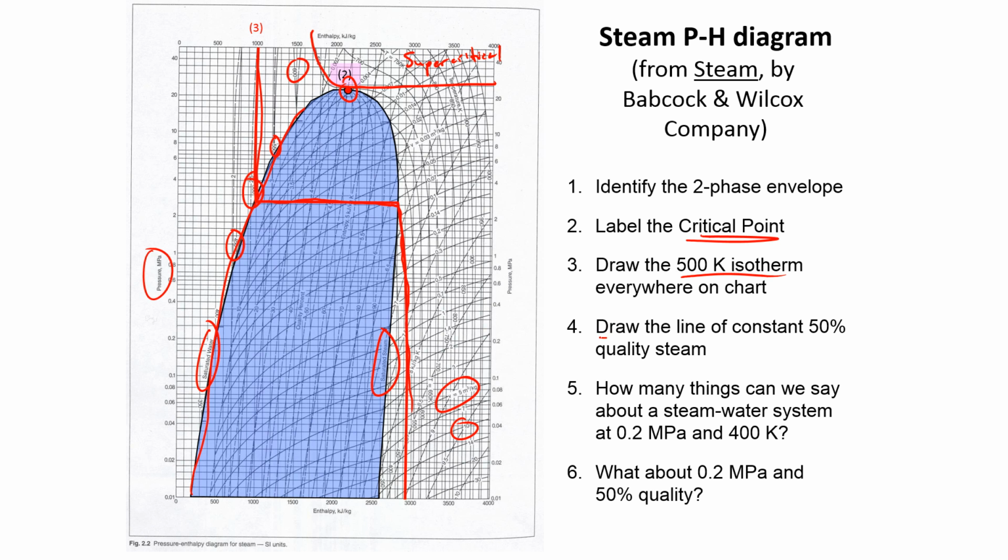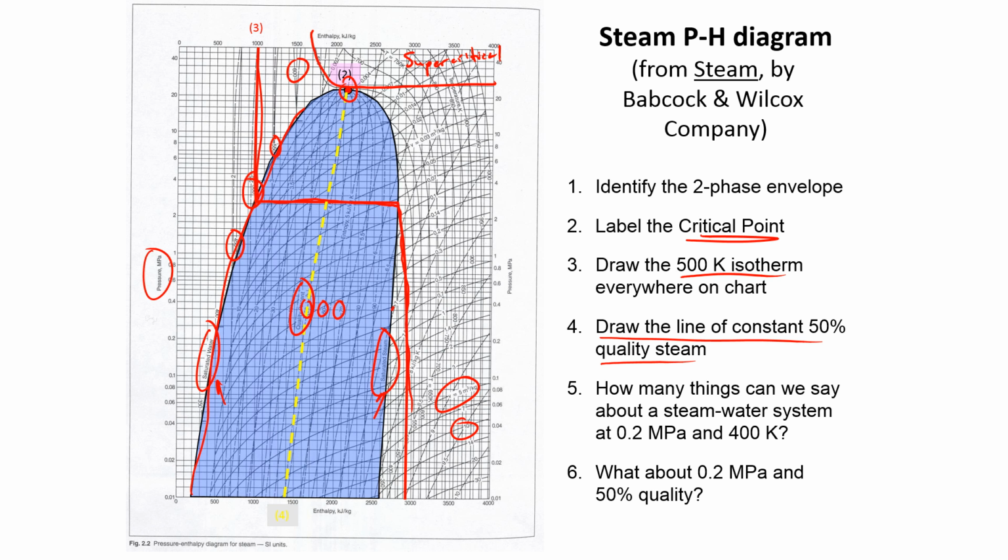Okay, so now we want to draw the line of constant 50% quality steam. Quality means the mass fraction of vapor versus liquid. If you have 100% quality, it's 100% vapor. Here we can see the quality percent, and right there is 50, 60, 70, all the way up to 100, where this is the saturated steam. There's the saturated water. So there's our 50% quality steam.